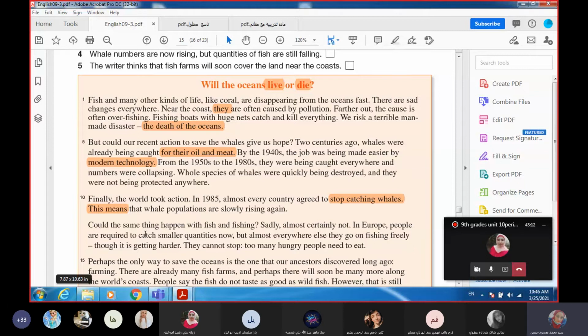They can't stop. Who are they? The population, people. People here in Europe are required to catch smaller quantities, but this will not work in other parts of the world. Why? Because too many hungry people need to eat. People will not listen in other countries because there are too many hungry people and they need to eat.